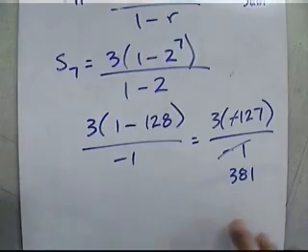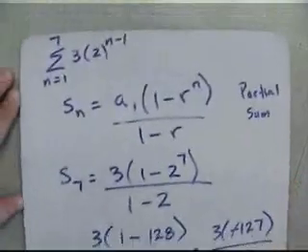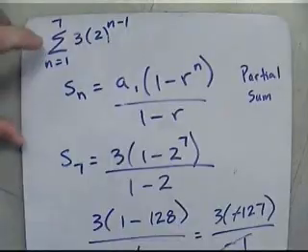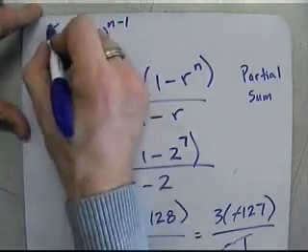Okay, so we get 381. That means that the first 7 terms of that sequence, if I add all those numbers together, will give me 381. Okay? Are we okay with that? That's pretty good. Now, what happens if I didn't want the partial sum? What happens if I wanted what they call the infinite sum? If I were to take this guy right here, instead of stopping at 7, I would go to infinity.